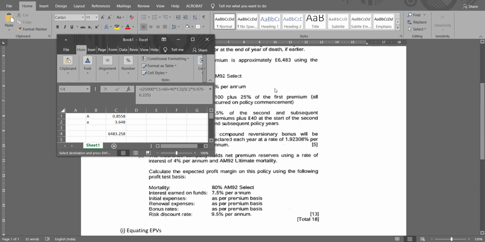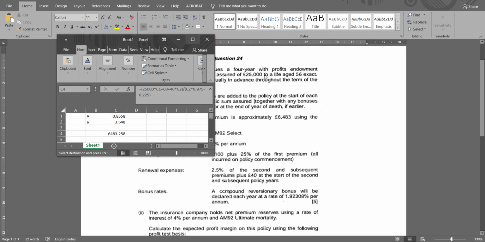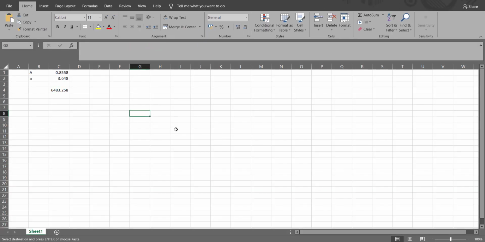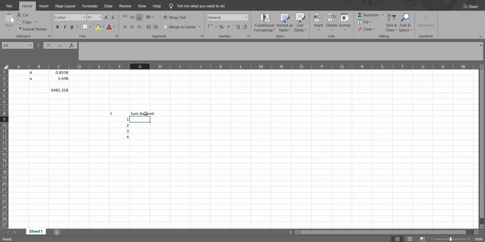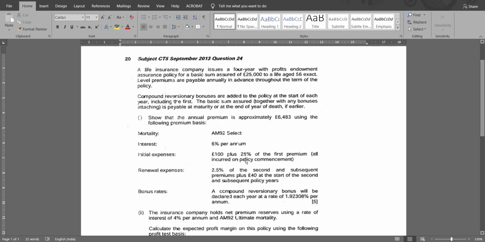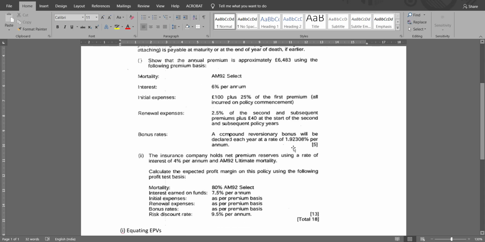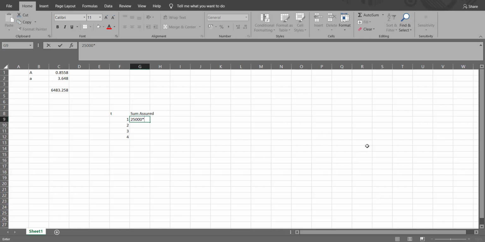Well, let's see, we started with 25,000 and the bonus starts vesting at the beginning of the first year itself. So if you want to find the sum assured, you will have to start at time 1, 2, 3 and 4 as well, right? So you have 4 years. Now what does the sum assured become in the first year? So you have 25,000 times, what's happening here, so you have 1.92308%.